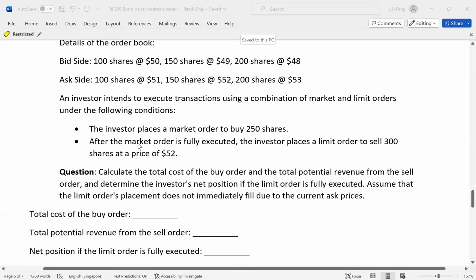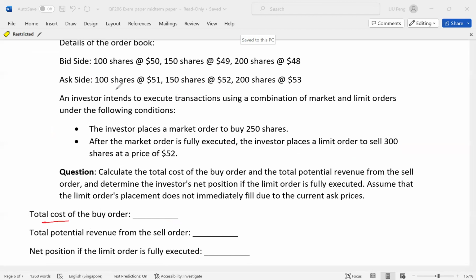All right. So the first question asks the total cost. The total cost will be the shares we bought at first tier times the unit price plus these shares times the unit price, right? So it's gonna be a weighted sum. Right, so that's the first one.